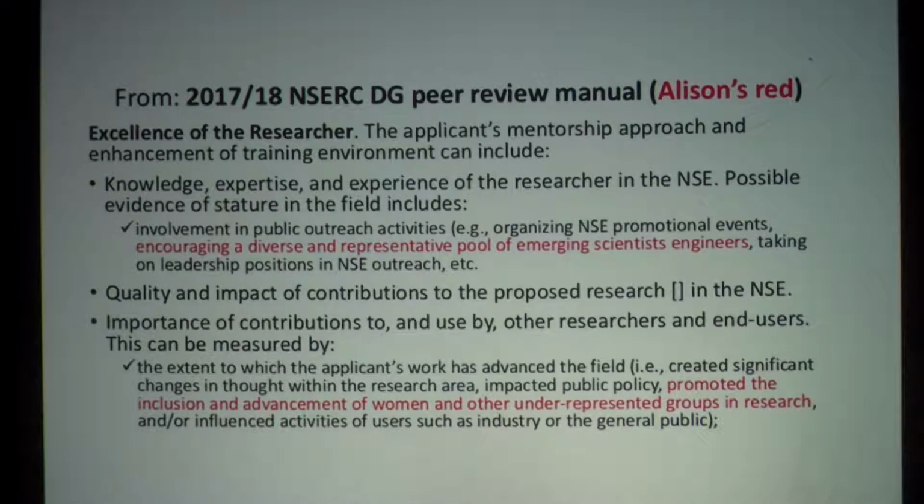And then the next section is about quality and impact of contributions. So that's where you talk about what's being published, for example, from your group. Where's it been published? Why did you choose those particular arenas?